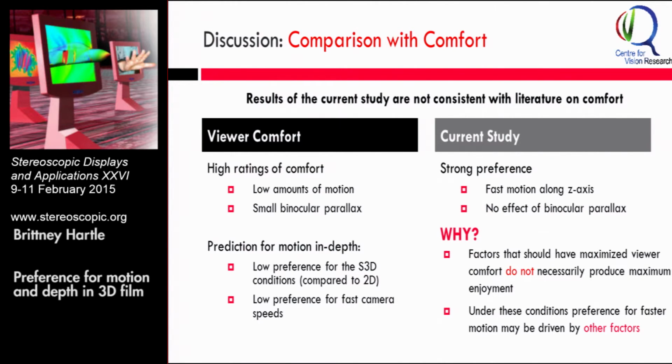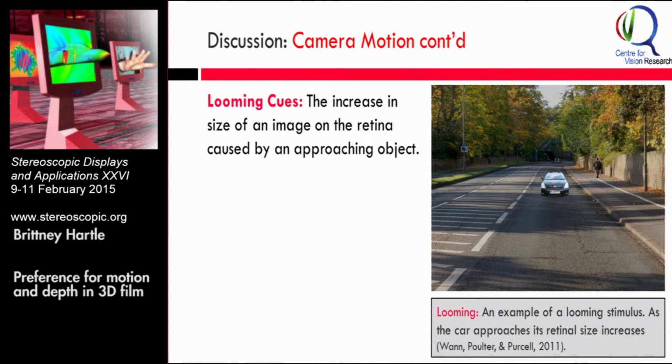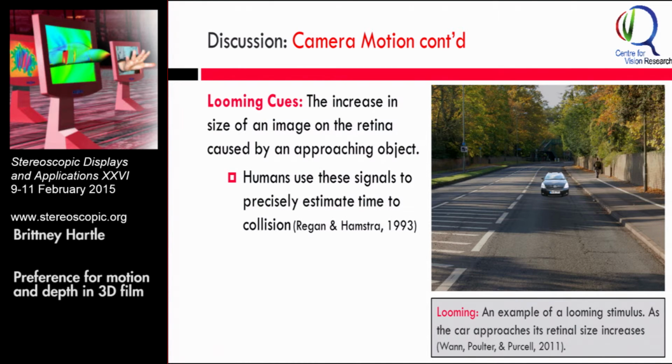And one possibility might be the presence of looming cues. So looming cues simply refer to the increase in size of an image on the retina that's caused by an approaching object. I'm sure many of you have experienced this probably every day, but as objects get closer to you, they not only appear perceptually larger, but that change in size also corresponds to that change in size on your retina. And there have been many studies that have shown humans can use these cues to very precisely estimate the time of collision of objects. And one very classic example is the throwing and catching of a baseball.